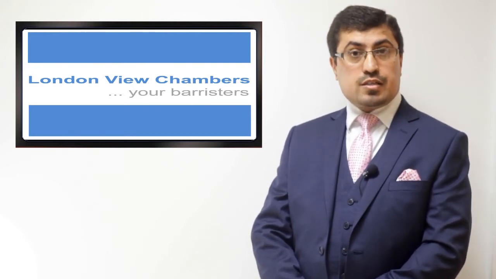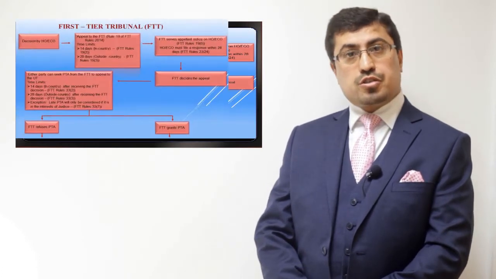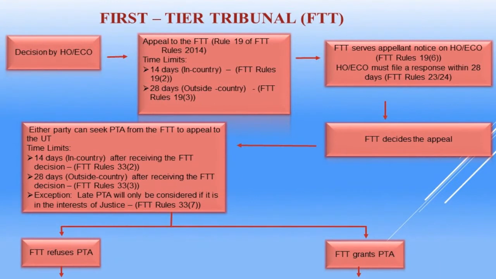Once a decision is made either by the Entry Clearance Officer or by the Home Office, and so long as it is an appealable decision, an appeal can be lodged in the First-tier Tribunal. This is where the procedure starts.